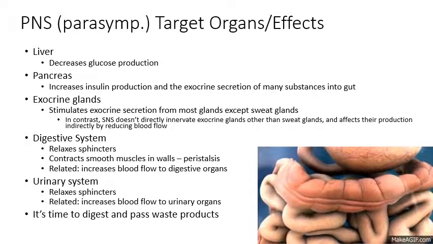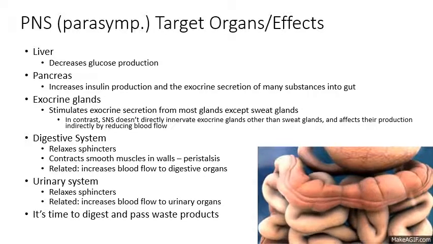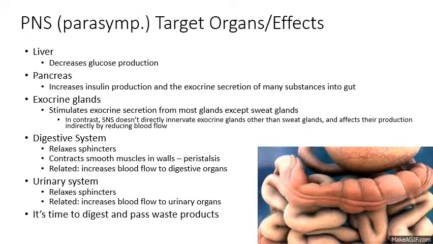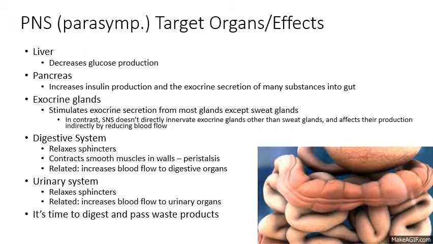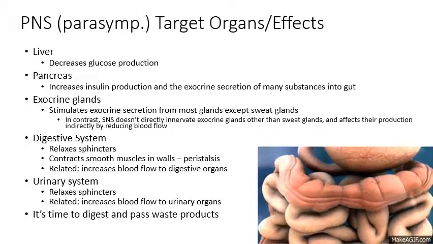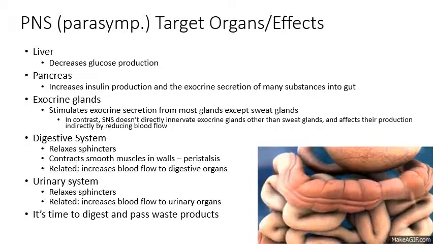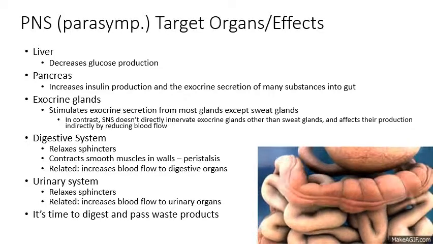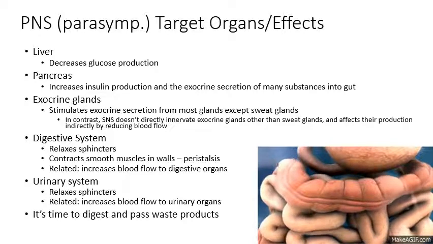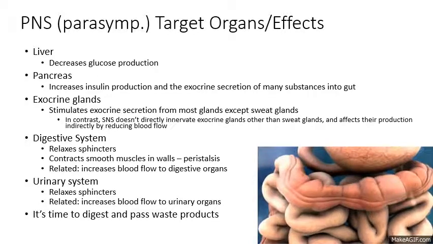For the parasympathetic nervous system, it does indirectly affect exocrine glands by increasing blood flow to them, by inhibiting the SNS and therefore dilating the blood vessels that serve exocrine glands, but it also has direct effects on most exocrine glands except for the sweat glands to stimulate their secretion.